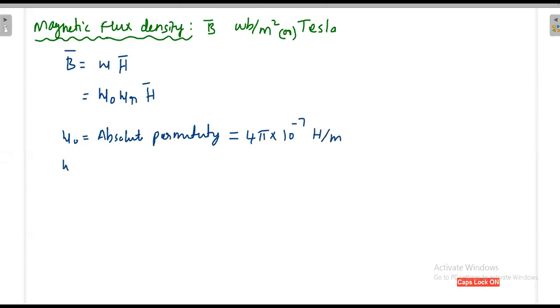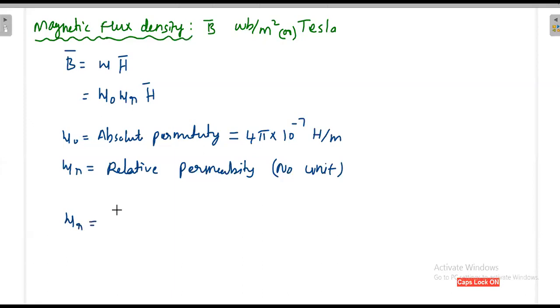And mu r means relative permeability. It has no unit. To calculate the relative permeability, you take the permeability of your medium and the permeability of the free space, and that will give you the relative permeability. As mu has a unit, mu naught also has a unit, so they cancel each other. That's why mu r has no unit.